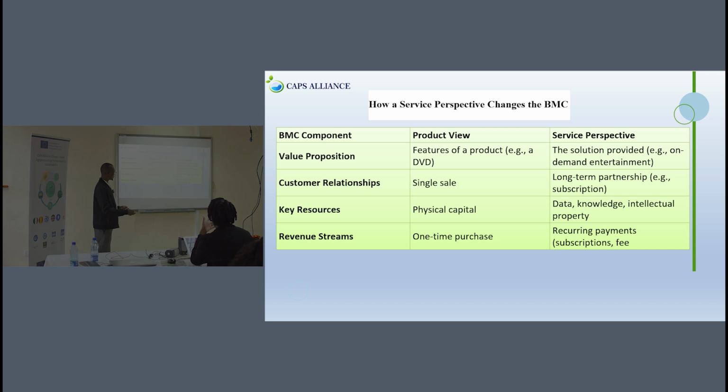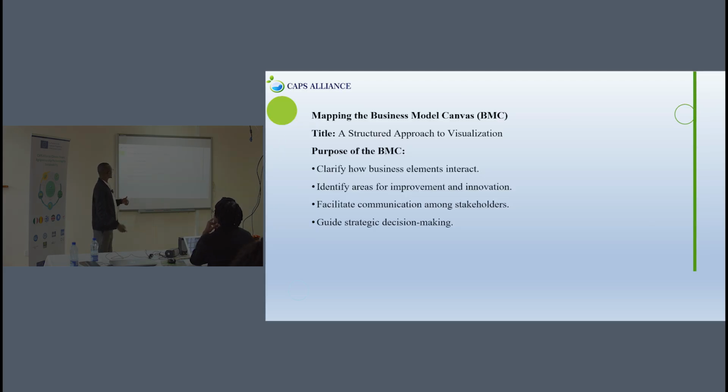Whatever physical capital, you also have the data. You have to have data, which is much more on technology. For revenue streams, it is a one-time purchase: you buy once, spend money, that's all. But under the service perspective, you have recurring payments. I can use Safaricom as an example. We use Safaricom to transact money, to buy goods and other things, so every time you do a transaction, you keep on making some payment.